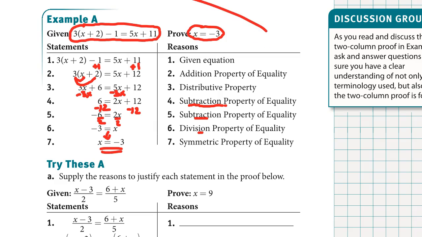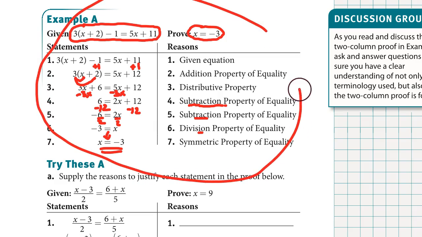So this thing here is called a 2-column proof. And it's a 2-column proof about an algebra problem. Later in geometry, we're going to write 2-column proofs for geometry problems.